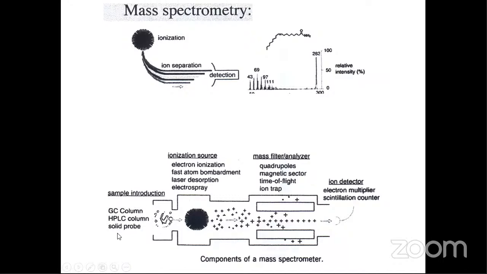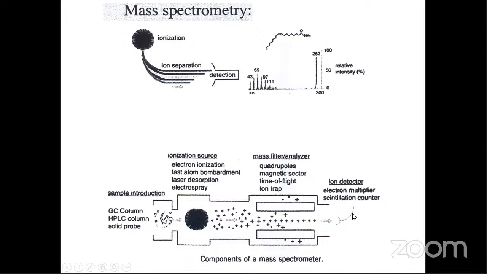Initially, we have to separate. After 2D, we take a spot and put it inside a GC column or HPLC. GC we use if it's low molecular weight. So generally for proteomics, we don't use a GC system. It's mostly used for phytochemical small molecules. So we will use LC, the HPLC column, or it could be just the sample itself without a column. Then we have the ionization taking place: electron, fast atom, laser, electrospray. And then the charged particles get filtered or analyzed. There are different techniques: quadrupole, magnetic, time of flight, ion trap. Some of them are captured, some are allowed to go. And then we have the electron multiplier where you see the molecular weight.